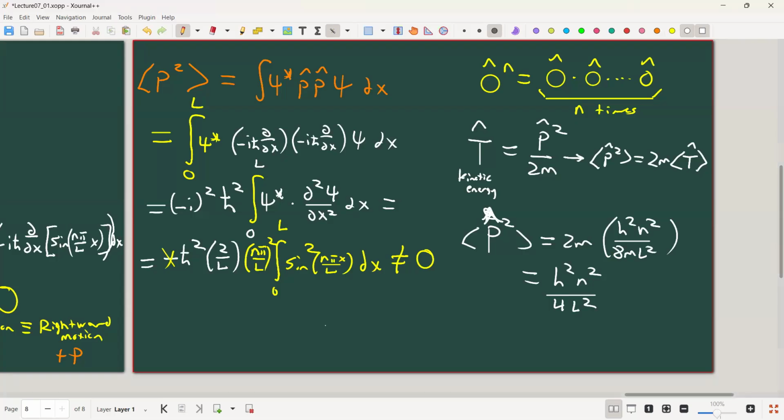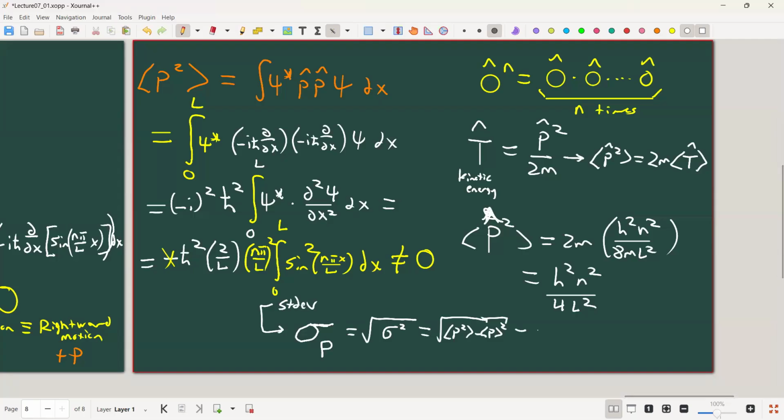Okay. So we can say that the uncertainty, the standard deviation in the momentum, which we showed is the square root of the variance, is the square root of the average of p squared minus the square of the average of p. Of course, the average of p is 0. So this is just equal to the square root of the average value of p squared. So the standard deviation of the momentum is just the square root of this result, which is, I'm off by a factor of 4 somewhere. Where am I off by a factor of 4? Oh, I see where I'm off. Once I convert h to h bar, we showed that this is going to be n pi h bar over L.